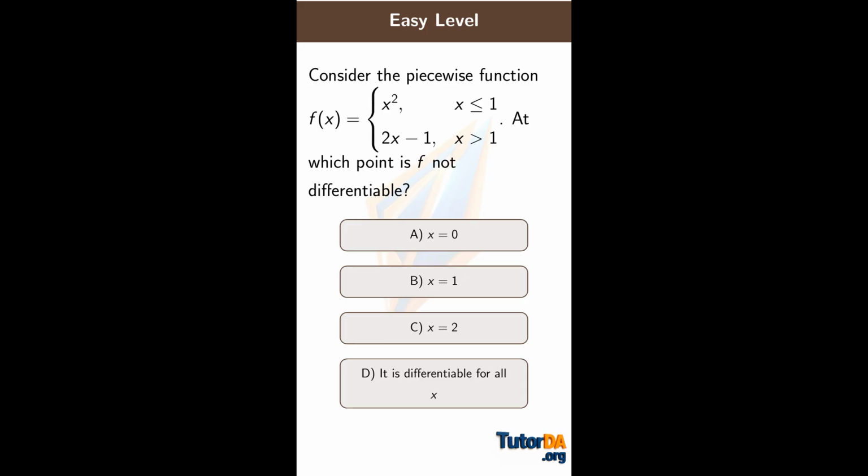Option A, x equals 0. Option B, x equals 1. Option C, x equals 2. Option D, it is differentiable for all x.